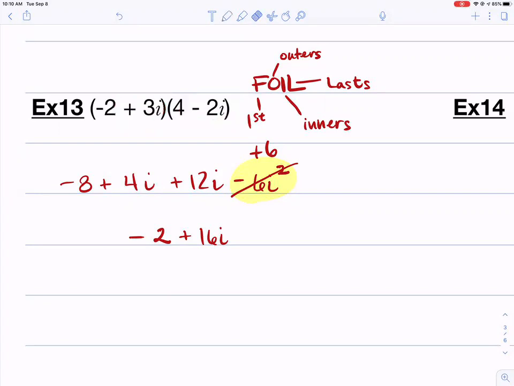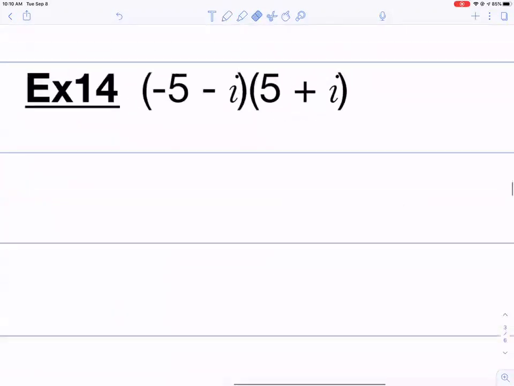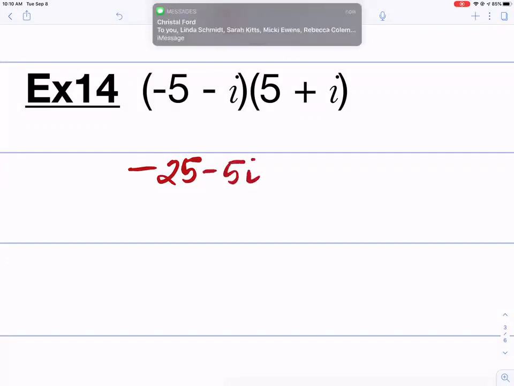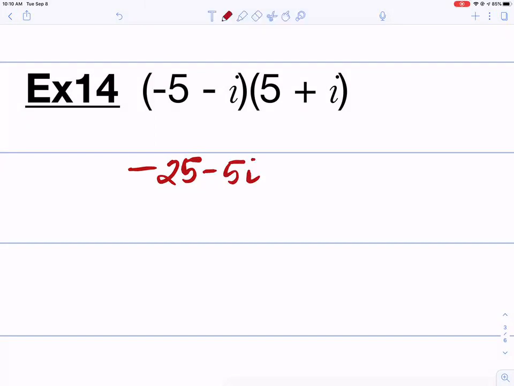Okay? All right. Number 14. What's the operation? Same thing. Multiplying. Okay? So firsts, multiply your firsts together. What do you get? Negative 25. All right. Somebody different. The outers. What do you get when you multiply the two outers? Negative 5i. All right. The inners. How about somebody from Zoom? On the inners, what do I get when I multiply the inners? Negative 5i. Yep.